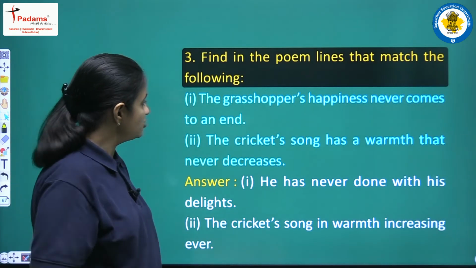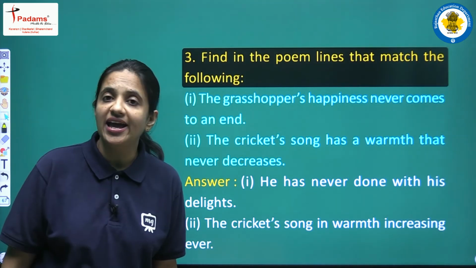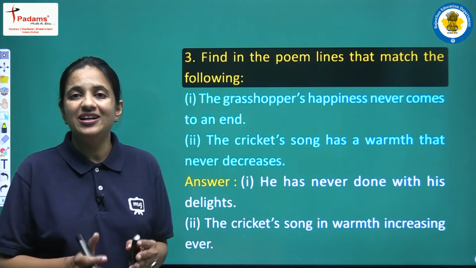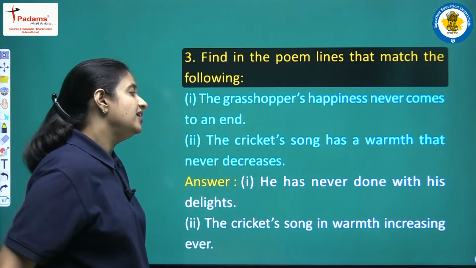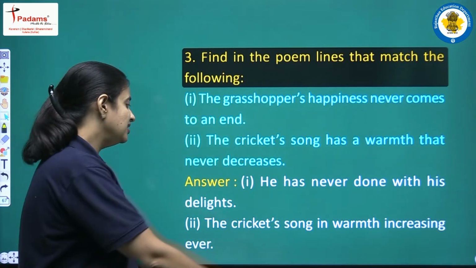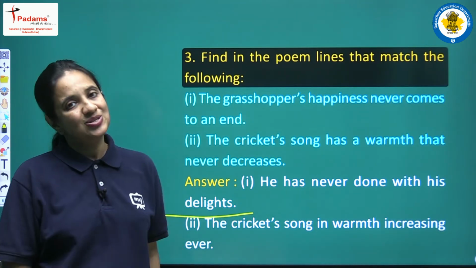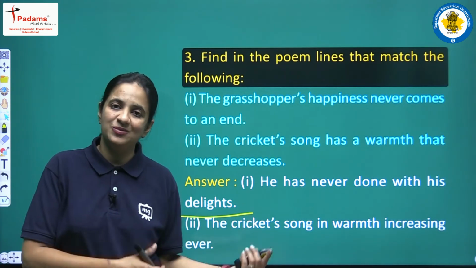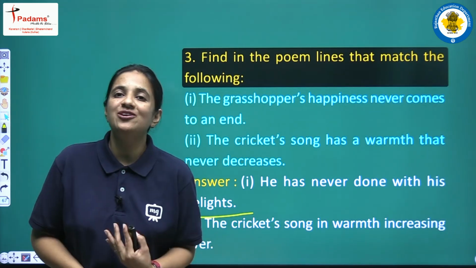So let's see, the first one is, the grasshopper's happiness never comes to an end. So we have to find one line that matches with this line. So our answer is, he has never done with his delight. Delights means fun, enjoyment, or we can say happiness. So yes, when the grasshopper is there in the summer season, never ever is he fed up, never ever is he tired with the fun.